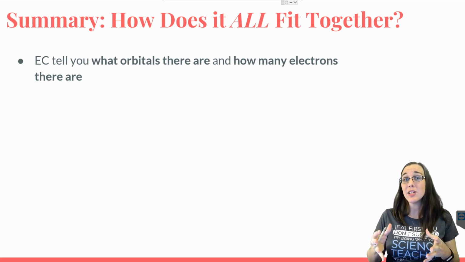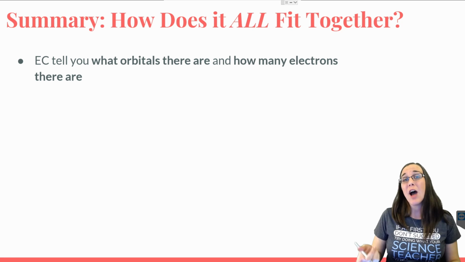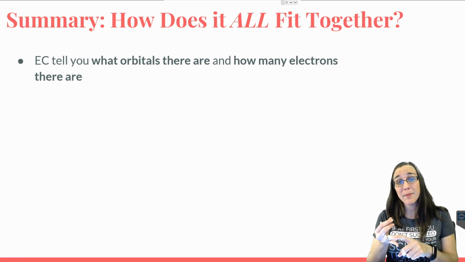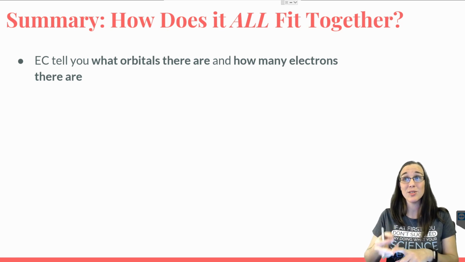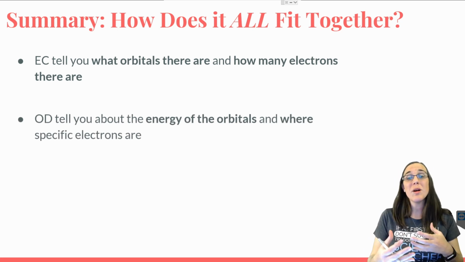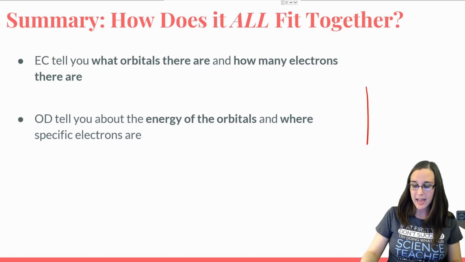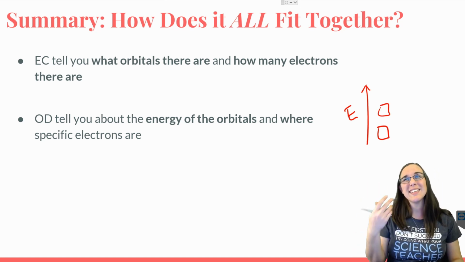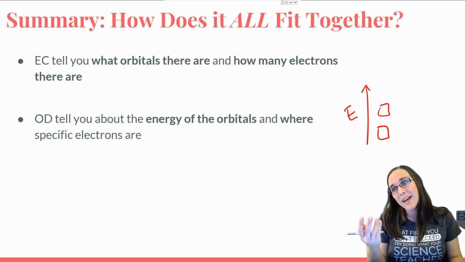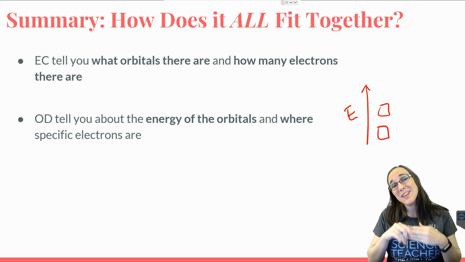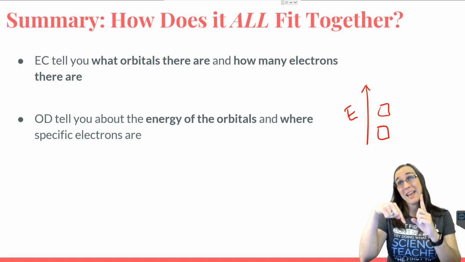So how does my previous lesson and this lesson all fit together? Electron configurations tell you what orbitals there are and how many electrons there are. So it tells you the levels, the shape, and how many electrons are in those. The orbital diagram tells you more about the energy of the orbitals because we're looking at a diagram that specifically has energy on the y-axis and then boxes along the side with increasing energy. Whereas the electron configuration implies that by the levels, the orbital diagram shows that better. And it also shows where specific electrons are located with their up and down spins.